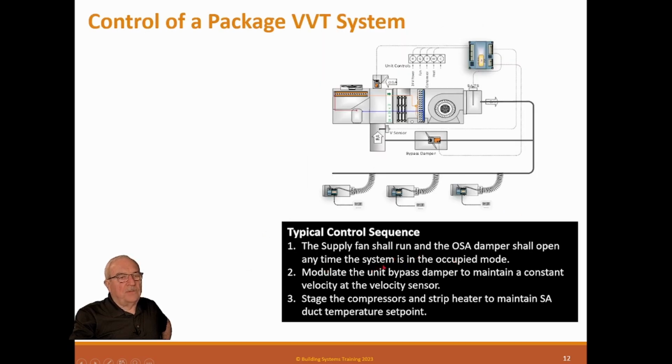The supply fan should run and the outside air damper should be open anytime the unit's in occupied mode. Modulate the unit bypass damper to maintain a constant velocity at the velocity sensor.